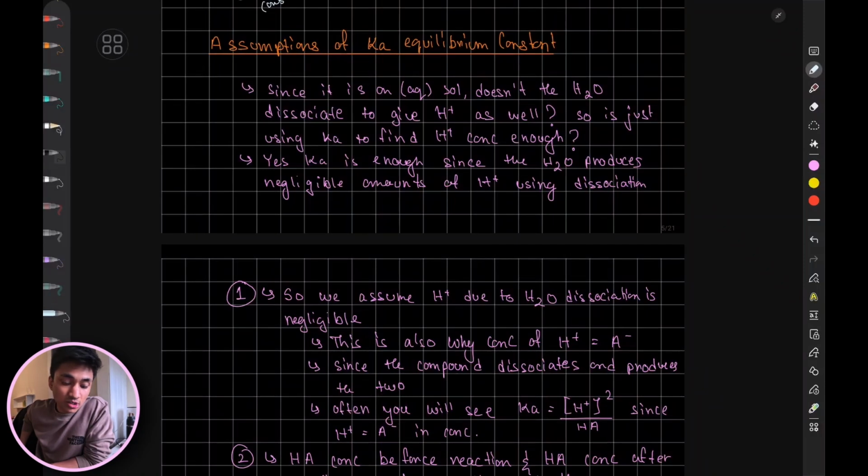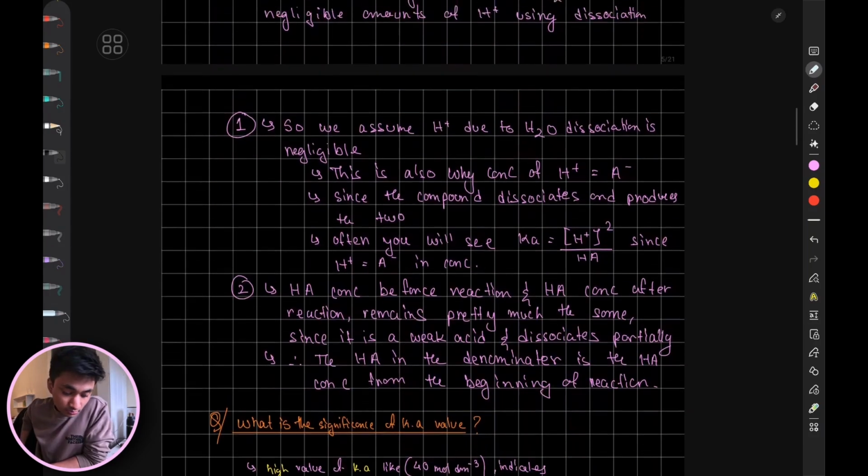The Ka equation is correct. The H plus being considered from only the ethanoic acid or the weak acid is valid. Why is it valid? Since the H2O produces negligible amounts of H plus during the dissociation process of H2O. It barely dissociates, right? So due to that, we are not considering that H2O is producing any considerable amount of H plus which can affect the equilibrium constant. So we are not worried about that. So number one assumption is we assume H plus due to H2O dissociation is negligible.